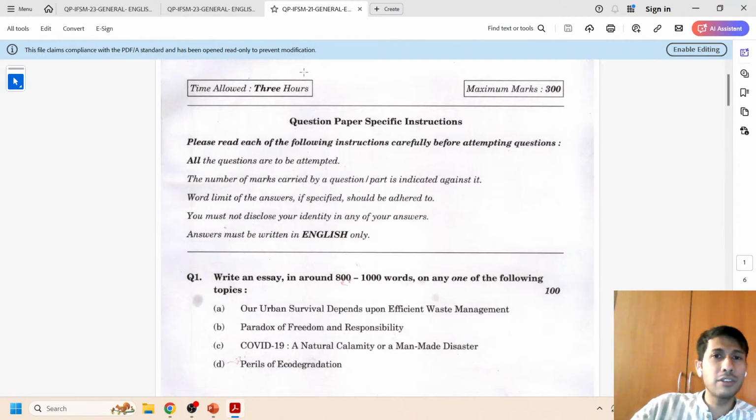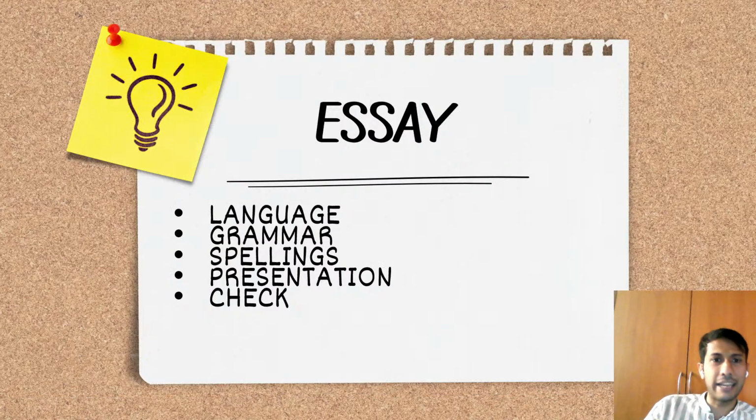Whereas for the civil service, I used to stress on writing a very impactful hook. Here there is no need to impress. Here you have to meet the requirements of standard essay writing. The requirements of standard essay writing are these things: language, grammar, spellings, presentation. So write the core argument, and it is not that complex, it's simple.